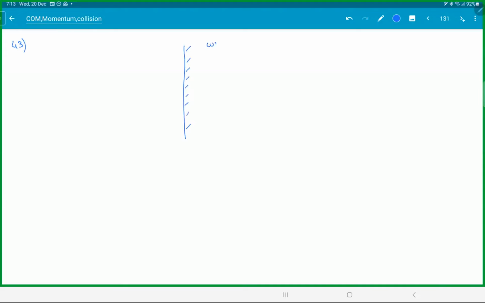We have a wall here which moves with a constant speed v. Restitution is e. So the ball is coming with speed u and hits the wall. Find the velocity of the ball after collision.